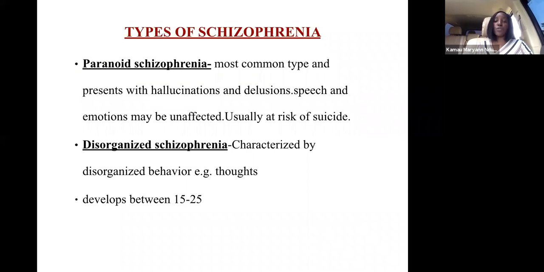So we have two types of schizophrenia. Paranoid schizophrenia, which is the most common type, presents with hallucinations and delusions. Speech and emotion may be unaffected, and they're usually at very high risk of suicide. The second type is disorganized schizophrenia, which is characterized by disorganized behavior and disorganized thoughts. It develops mostly between 15 and 25 years.